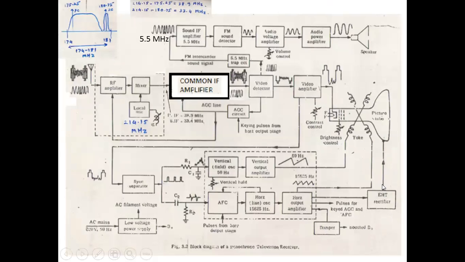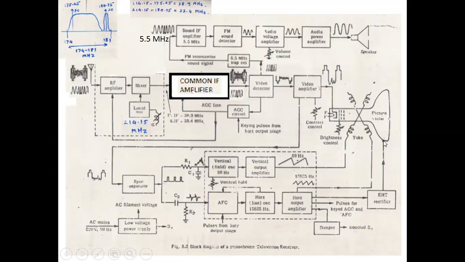Just now I have shown the circuit of the EHT rectifier, and this extra high tension boosted DC voltage is given to the final accelerating anode. So this is the final accelerating anode. The potential of this final accelerating anode is positive. So what is the effect of this positive voltage? The electron beam which is generated from the cathode is accelerated and attracted because of this EHT voltage.